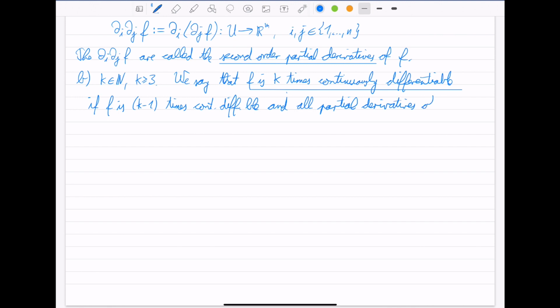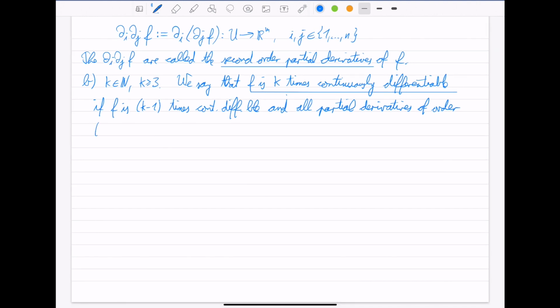Of order k minus 1. And this means all partial derivatives of the following form, which are defined iteratively. We first derive by a direction i1, then we derive by i2, and so on, to i_{k-1}. So assume we have, and of course you know what's going on here.